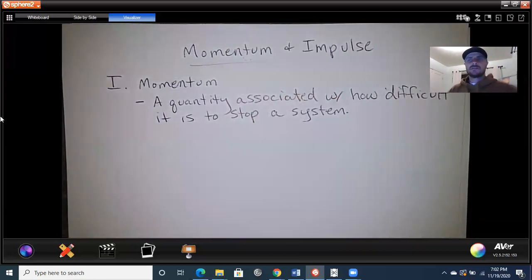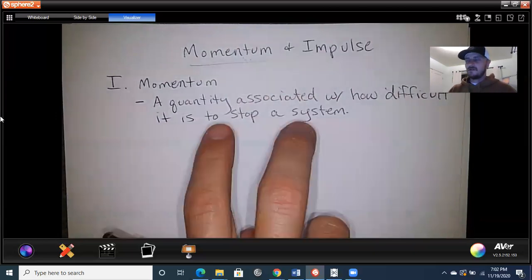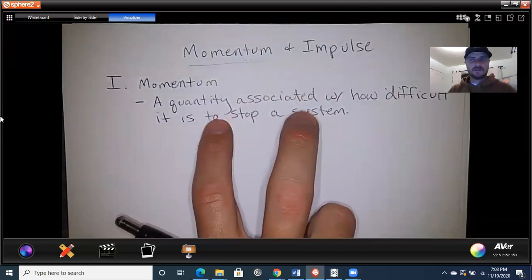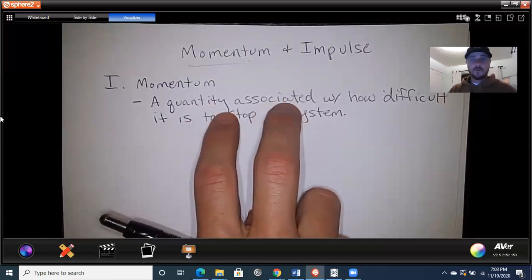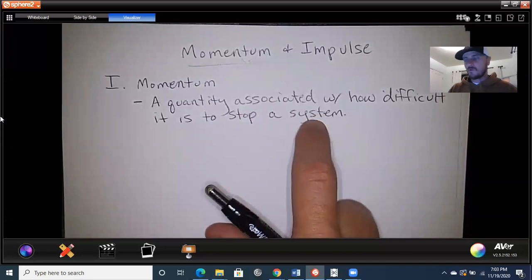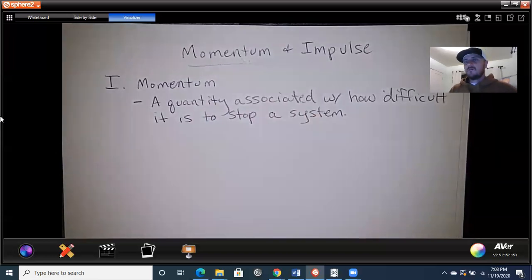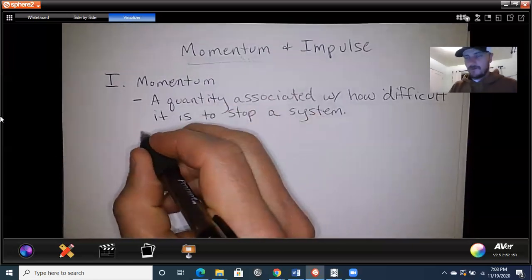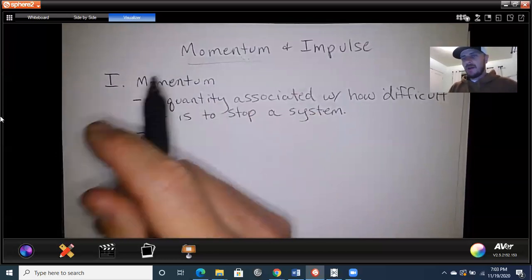So if it's really hard to stop something, then it's got a lot of momentum. And that's a good way to refer to it for people that aren't necessarily math people. Quantity associated with how difficult it is to stop a system or something. So what about a semi-truck? What about a baby carriage? What about a bullet? How easy or difficult is it to stop any one of these items, right? Obviously, we know the answers to those three examples. And I'll come back to those in a second.